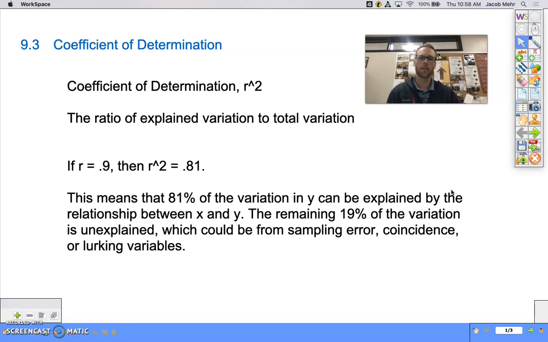And then on the other side of it, the complement, is that 19% of the variation in Y is unexplained. And that could be from sampling error, just randomness, coincidence, or some lurking variables, which we've talked about in the past. So in this video I'm going to look back at two examples that we've already done before, but now we're going to talk about the coefficient of determination.